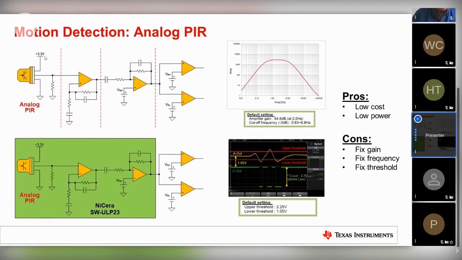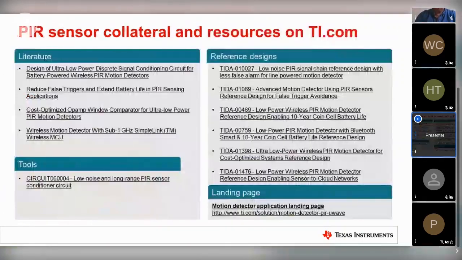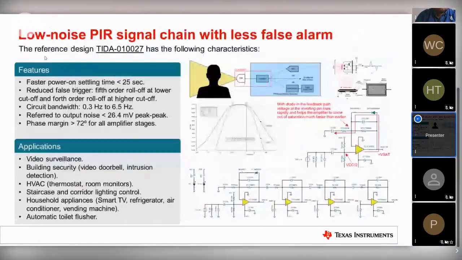What is bad about this one? It's a fixed gain, fixed frequency, and fixed threshold. That means that it's very difficult to avoid false triggering. So if you go on ti.com, you will find a lot of literature regarding PIR sensors and motion sensors. We have literature, tools, reference designs. So here is the web page for you to look for.